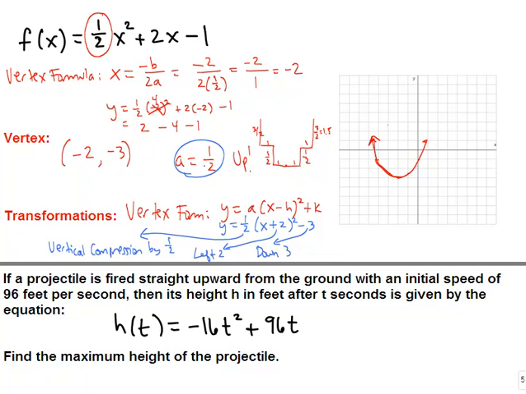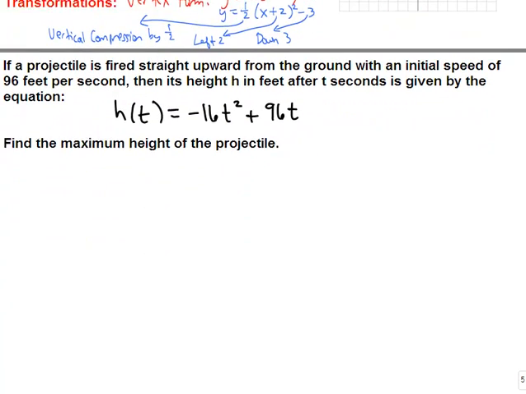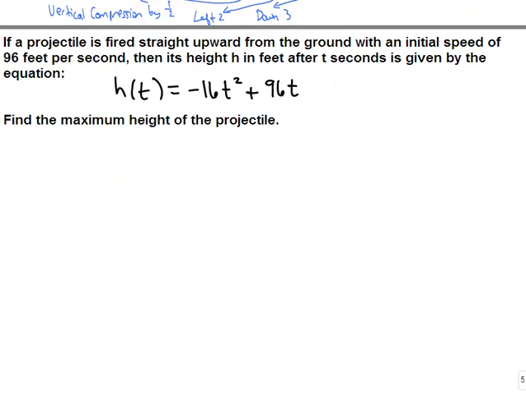Okay, the last thing we're going to talk about on this last page of notes is a couple of application problems, a couple of word problems, and how you're going to need to utilize what we've talked about with quadratics to help you answer some questions. So in this first example, we have a projectile is fired straight upward from the ground with an initial speed of 96 feet per second. Then its height h in feet after t seconds is given by this equation, negative 16t squared plus 96t. Find the maximum height of the projectile.